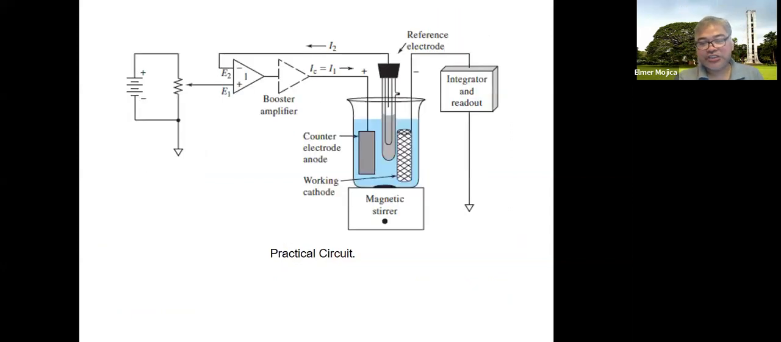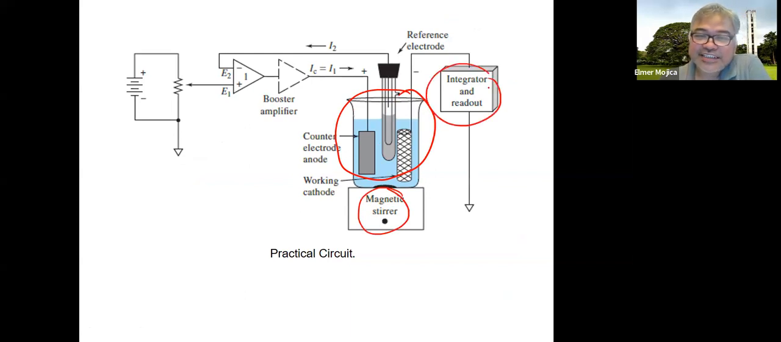And then in addition to this, you have the so-called practical circuit. The practical circuit just shows you the other components necessary in the potentiostatic coulometry. If you're going to look at this, this part that you have here, that's just here. You can put there the magnetic stirrer, and then the integrator, and then what we call the readout. So parang pinalaki lang to.